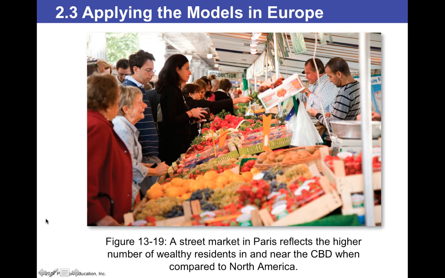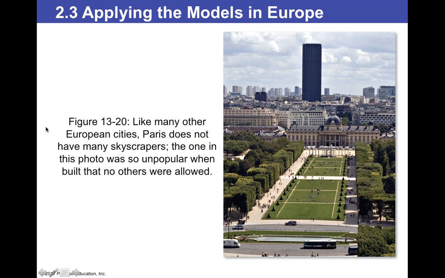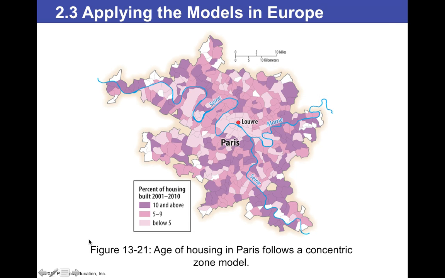So in Europe, we're going to look at Europe here. The street market in Paris reflects the higher number of wealthy residents in and near the central business district compared to America. So there's usually wealthy people in the center in Europe. Paris does not have skyscrapers. So Europe preserves its old areas. That's for tourists. And then out there, it's kind of weird, right? Instead of the suburbs, you have skyscrapers out there.